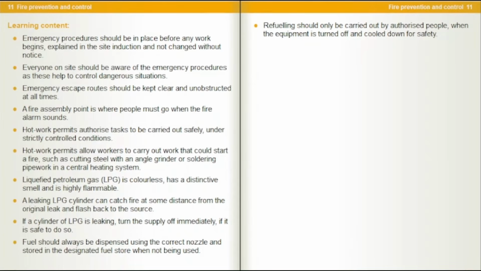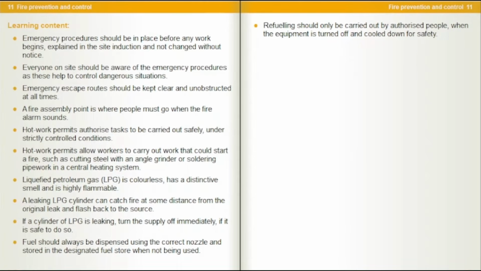Hot work permits authorise tasks to be carried out safely under strictly controlled conditions. Hot work permits allow workers to carry out work that could start a fire, such as cutting steel with an angle grinder or soldering pipework in a central heating system.